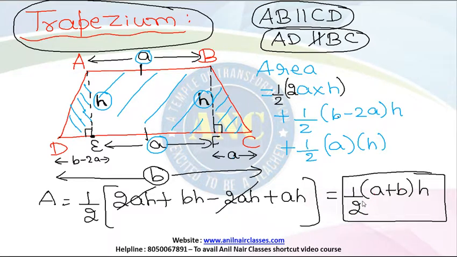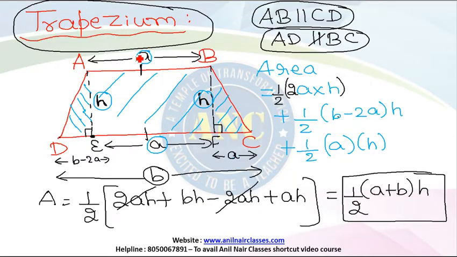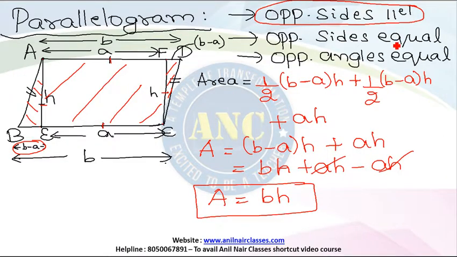Why is it included here? Why not in this case? Because here both the opposite sides are parallel. But in a trapezium, only one pair of opposite sides is parallel. The other pair is non-parallel. I hope you are understanding.